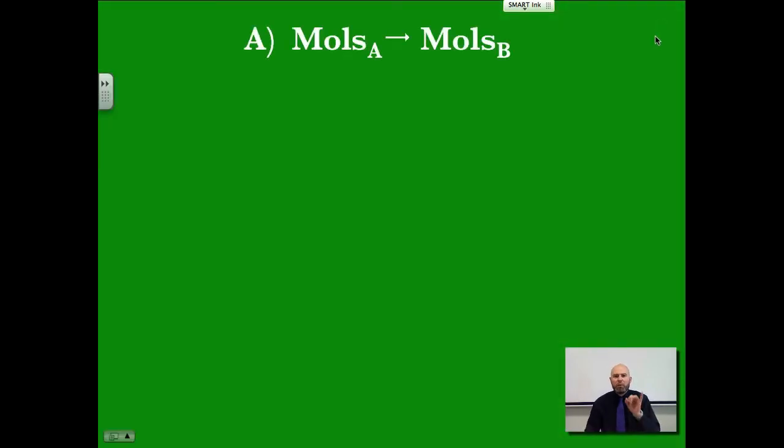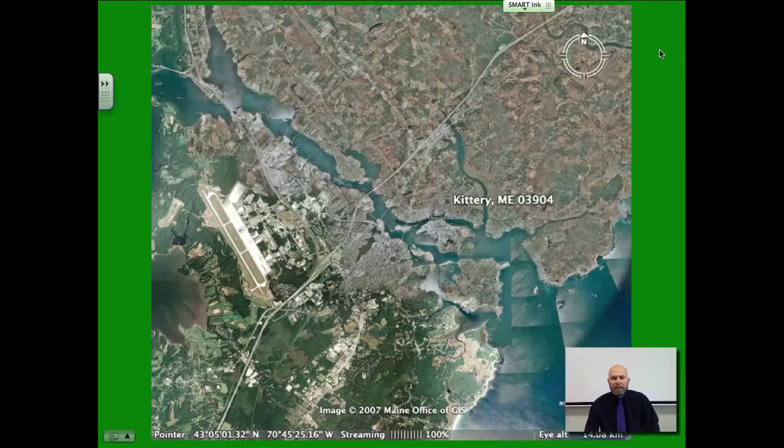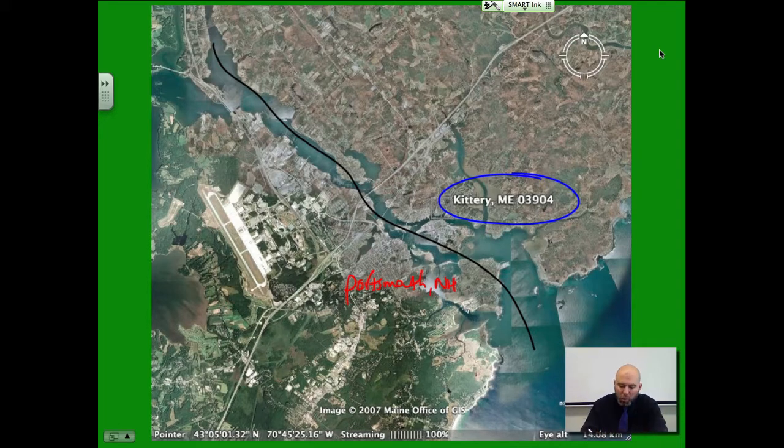If we've got moles of one to moles of another, here's a picture from Google Earth of Kittery, Maine. Kittery, obviously, over on this side right here. And of course, it's hard to see the letters here, Portsmouth, Portsmouth, New Hampshire. Obviously, for those of you that live around here, this is the Piscataqua River separating the two. So Kittery and Portsmouth. Now I want you to think of an analogy, whether you are, if you know the area, in Eliot or York or Kittery Point, okay?